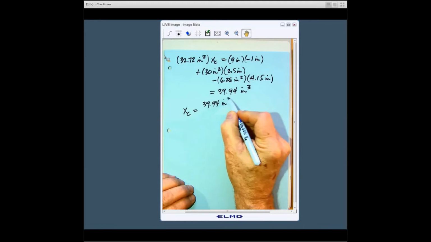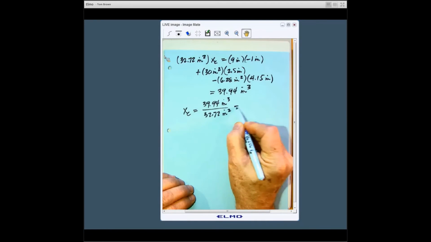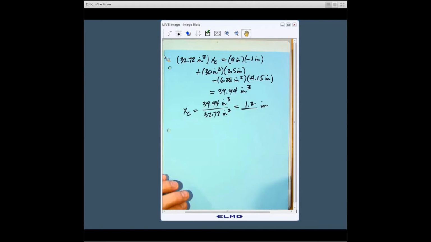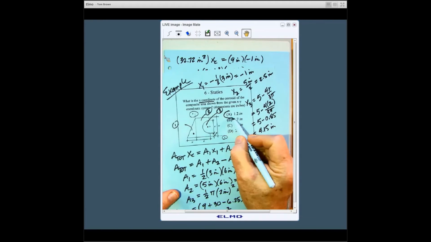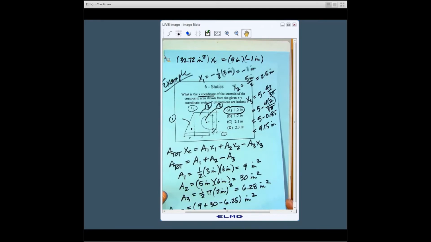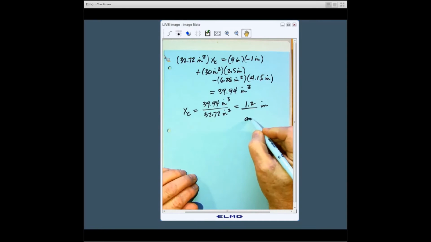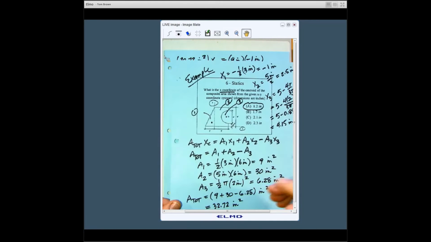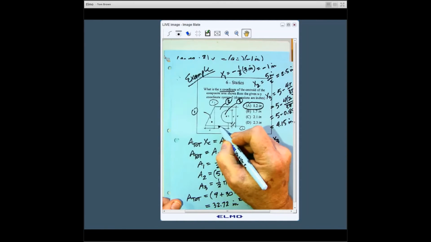39.94 inches cubed over 32.72 inches squared. Our unit is going to come out right, inches. And when we do that, we get, to 1 decimal place, that's all of our answers, 1.2. And 1.2 is answer A. And we had somebody send that in while I was working. So it is answer A. And what that means is if it's 1.2, it means that it is 1.2 from here over.